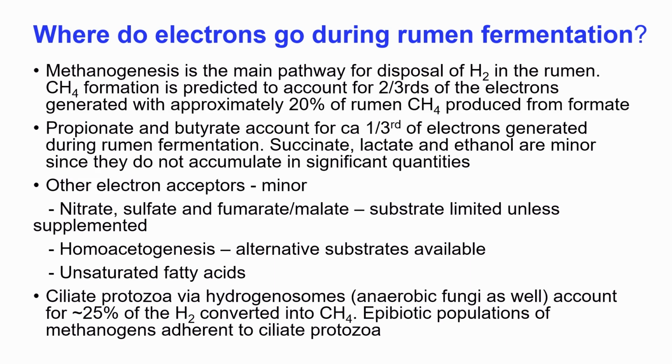We don't normally include them in a balance because they turn over, they disappear. But any accumulation will have to be included in your balance. All of the other electron acceptors in the rumen system are really minor. Things like nitrate, sulfate, and other organics that people have talked about, things like fumarate and malate, are really substrate limited or toxic. Things like nitrate or sulfate make things like nitrite and sulfide.